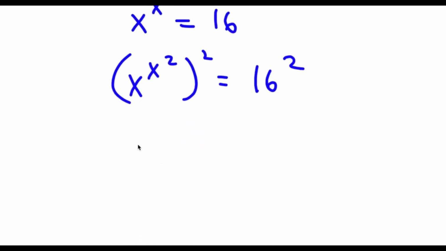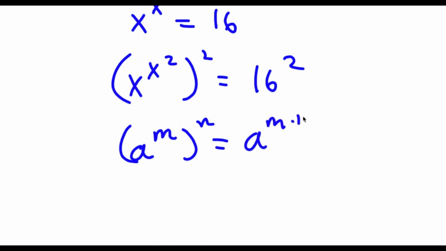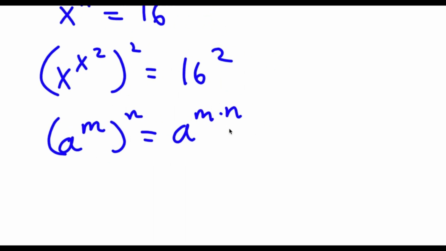An important property of exponents is that if I have something in the form a to the power of m to the power of n, this is equal to a to the power of m times n. And m and n are interchangeable, meaning a to the power of m times n is the same thing as a to the power of n times m.